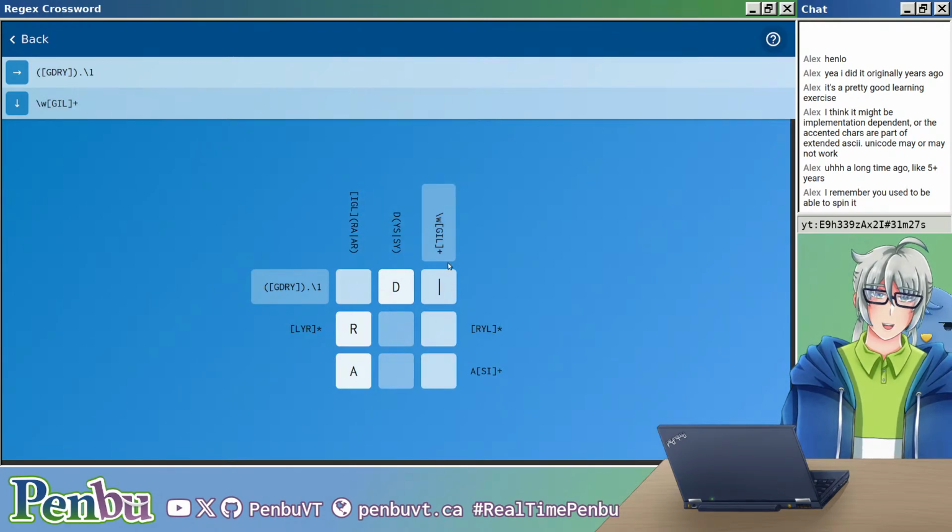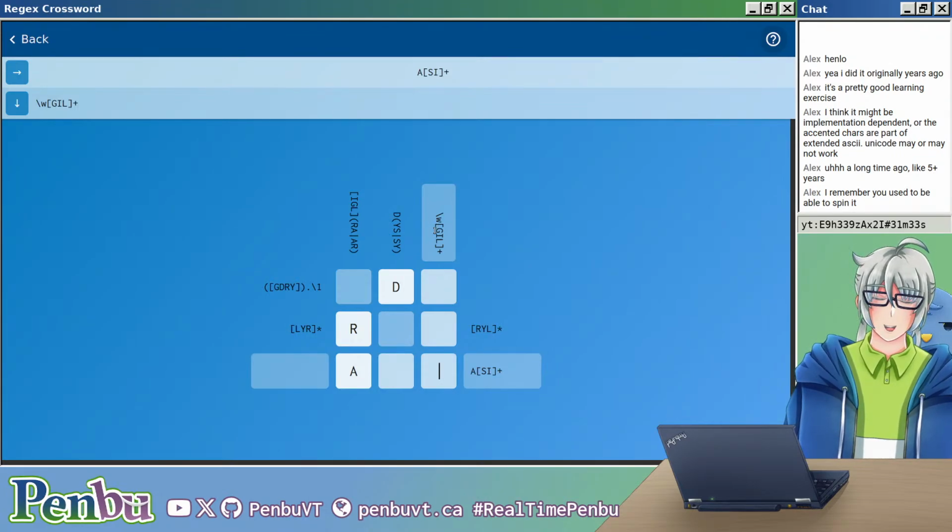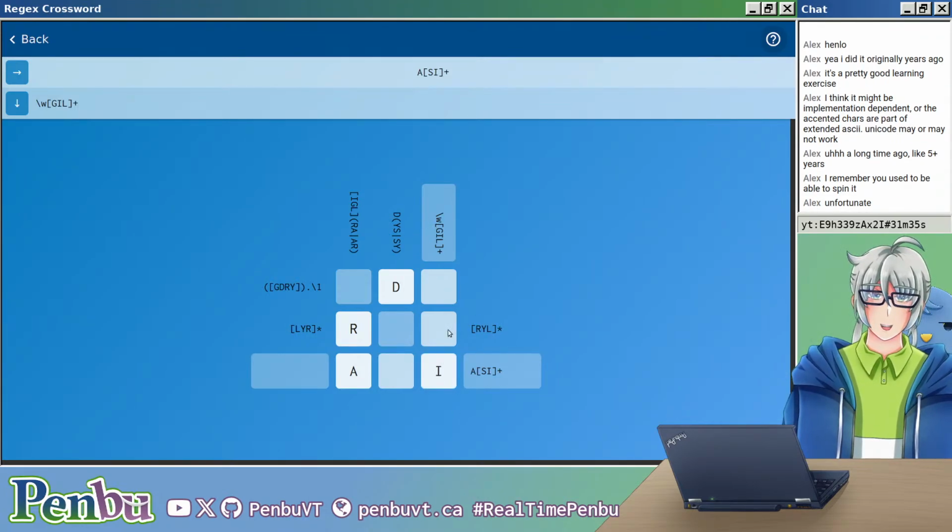So this is anything here. This isn't. It's either an S or an I. I think this is forced to be an I because this is the overlap here.